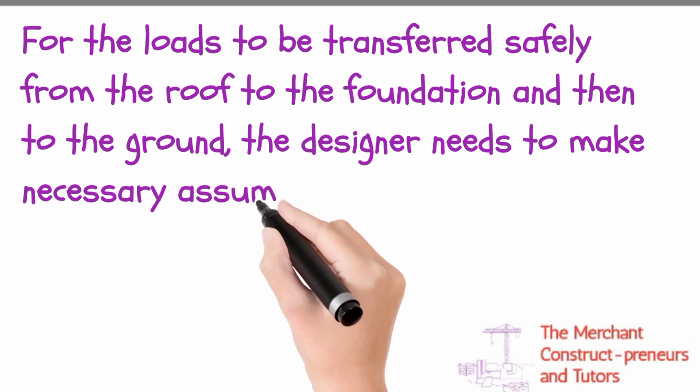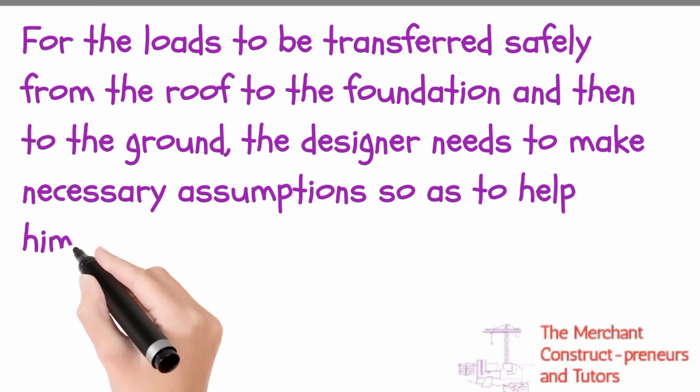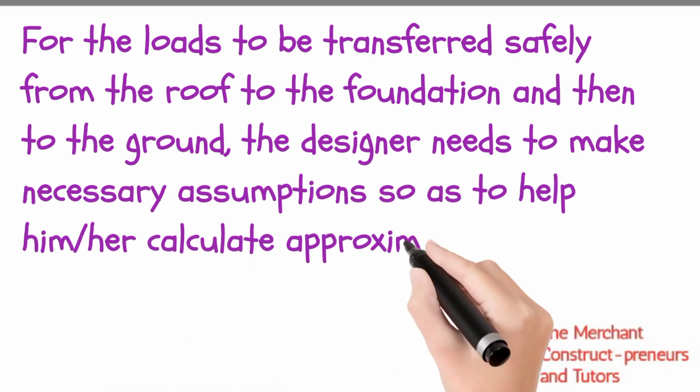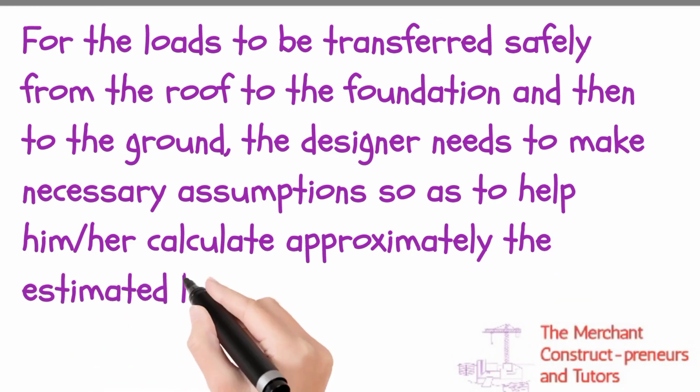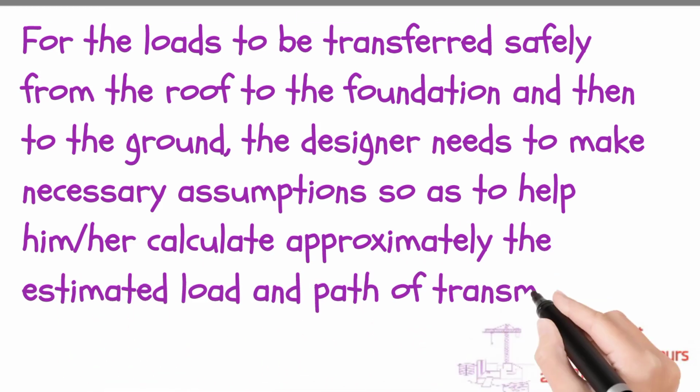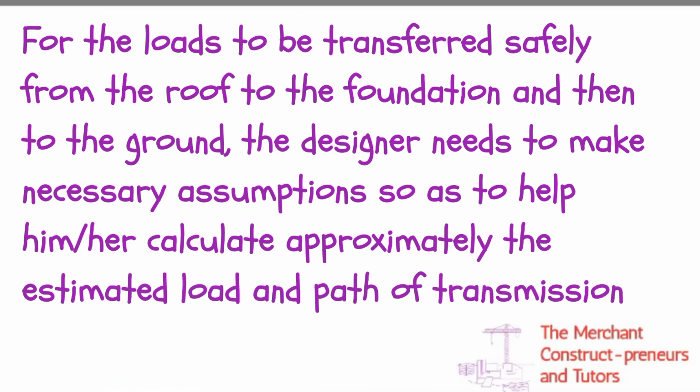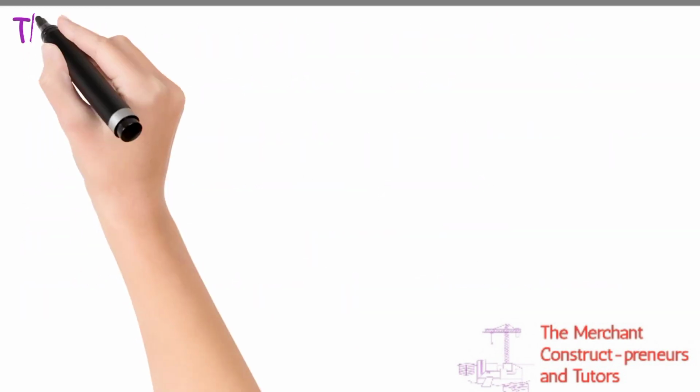So the assumptions to be made are: one, the support conditions. We assume that all joints in the structure are pinned. In the last lecture we talked about pin support, roller support, and even simply supported beams. So I assume that everything is pinned.